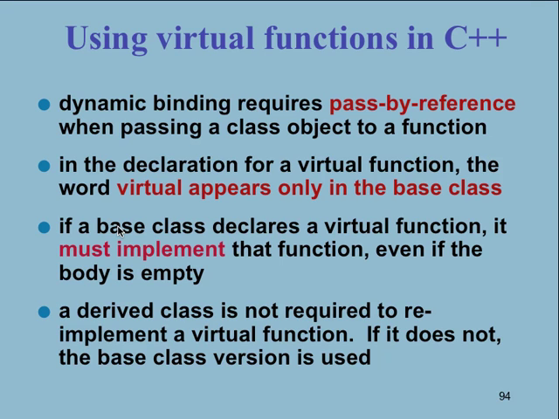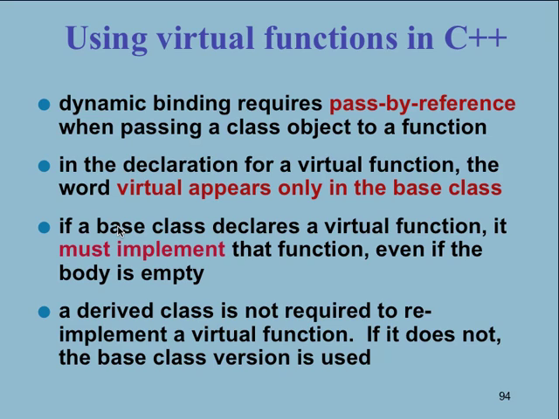Using the virtual function in C++, dynamic binding requires pass-by-reference when passing a class object to a function. Since you've got a function, you're going to pass a class object to it, an instance of this object. So at the declaration of the virtual function, the virtual keyword appears only in the base class. That means everything else that's created after that is going to be dynamically bound.